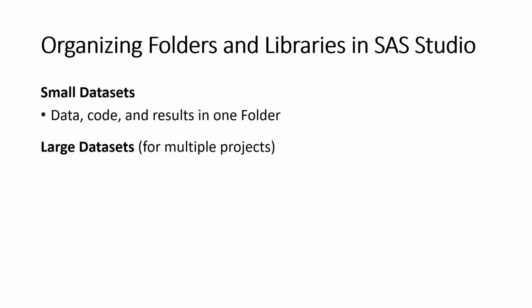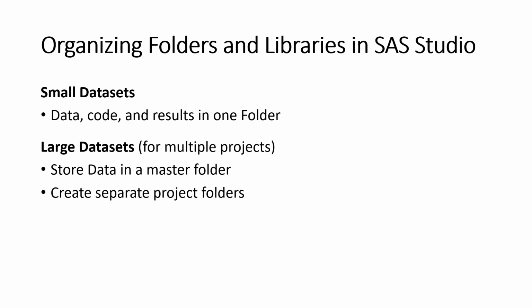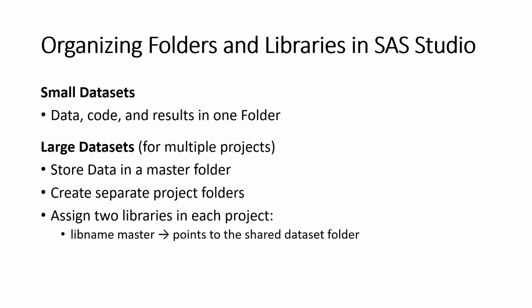But if you are working with huge datasets, duplicating that dataset across multiple projects can be inefficient. A better approach is to store the large dataset in just one single central folder, and then you create separate folders for each project that reference that dataset. Inside each project, you will create two libraries, one that points to the shared dataset and another for your project specific outputs. Don't worry, we will walk through how to set this up step by step so it all makes sense.